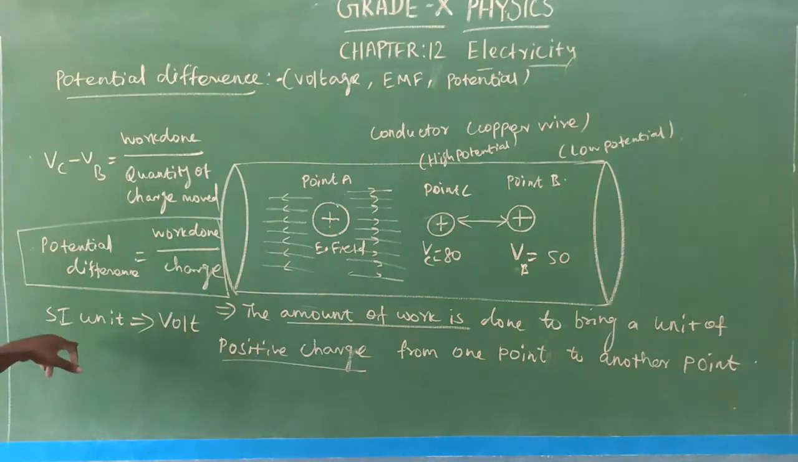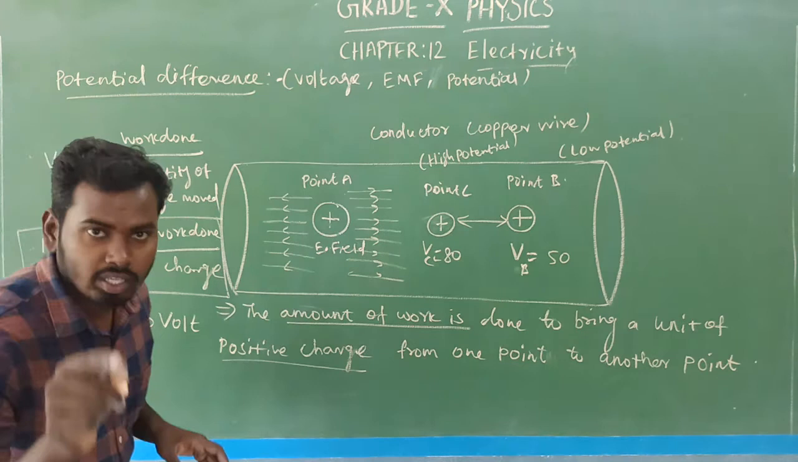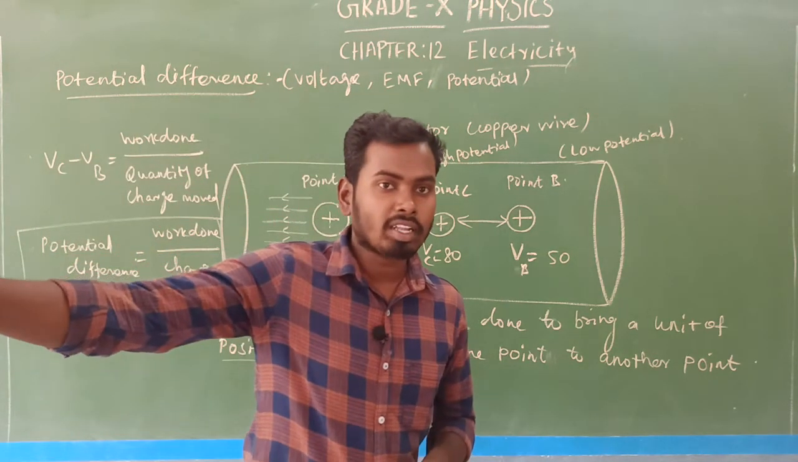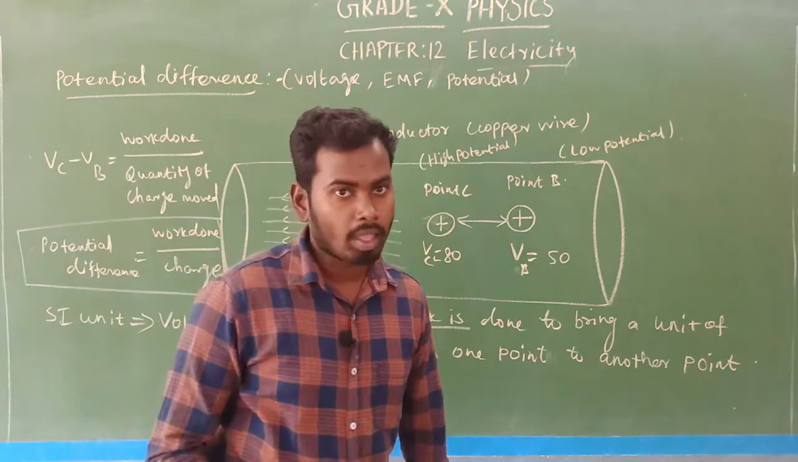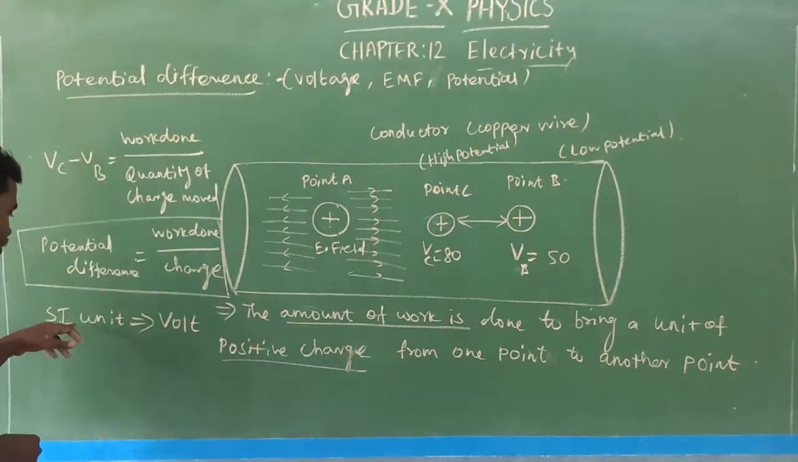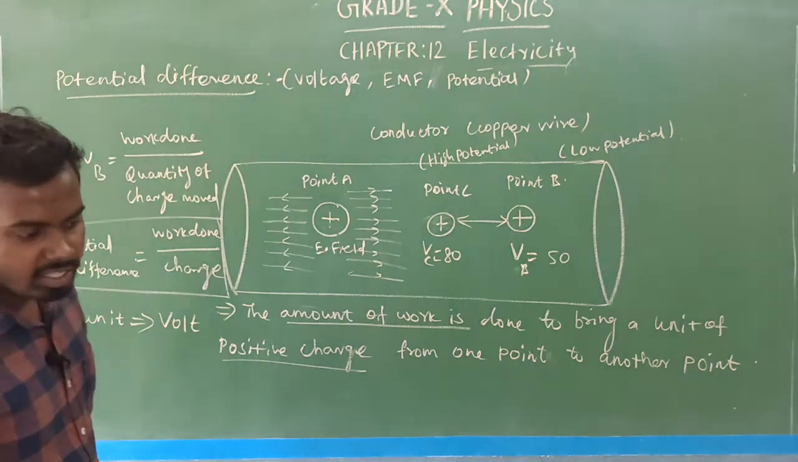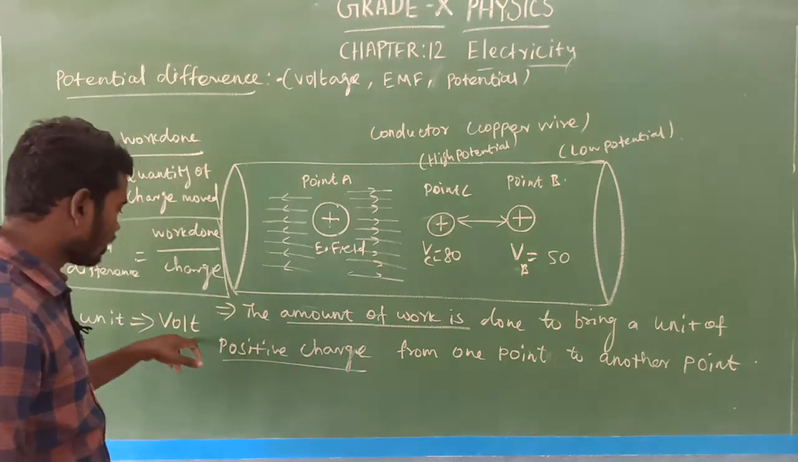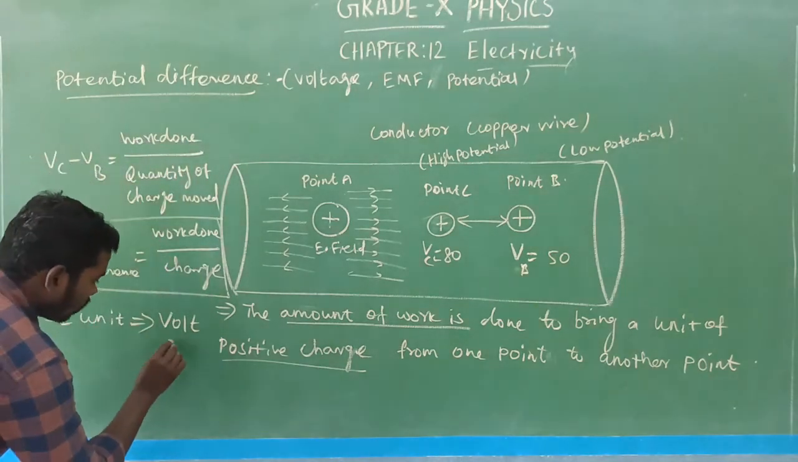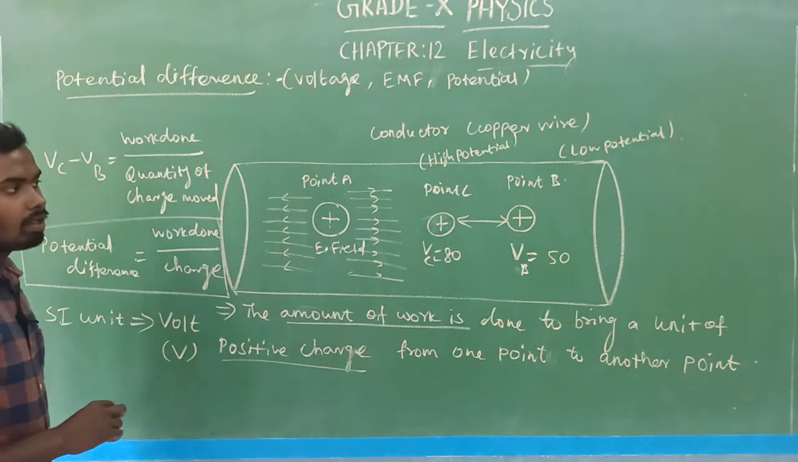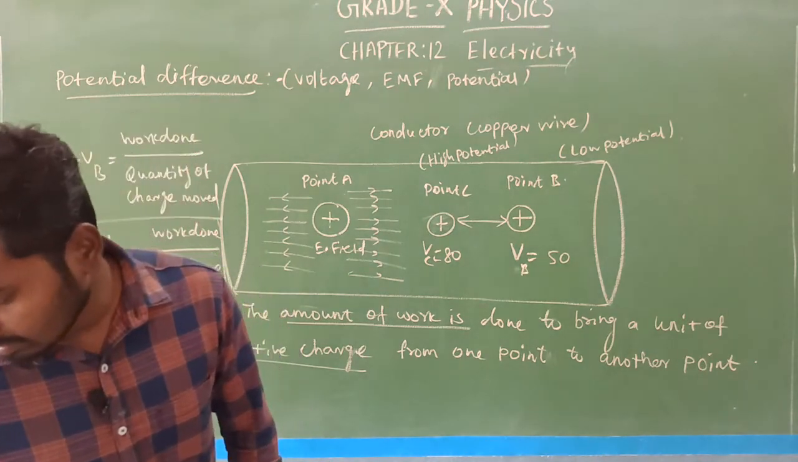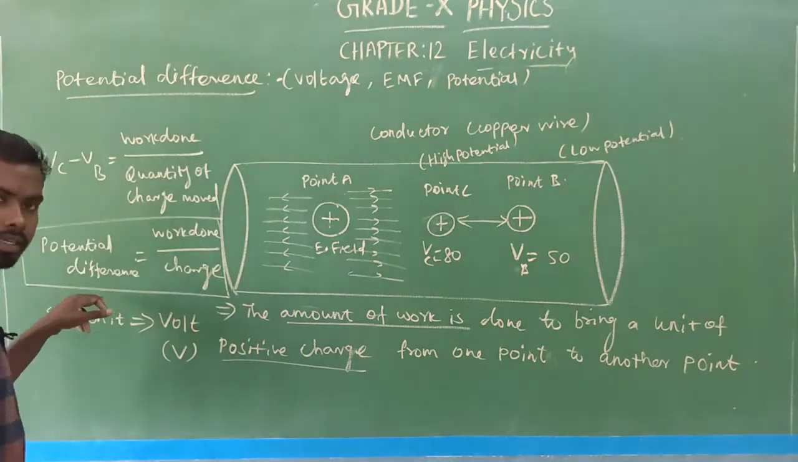So the SI unit of potential difference is volt. What is the SI unit of electric charge? That is coulomb. Likewise, the SI unit of potential difference is volt. Volt is denoted by the capital letter V. Is it clear? Very easy one.